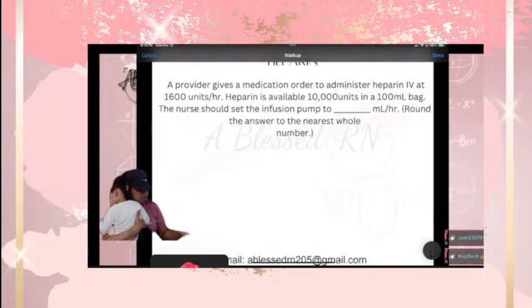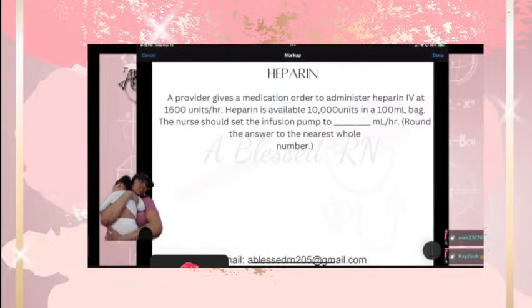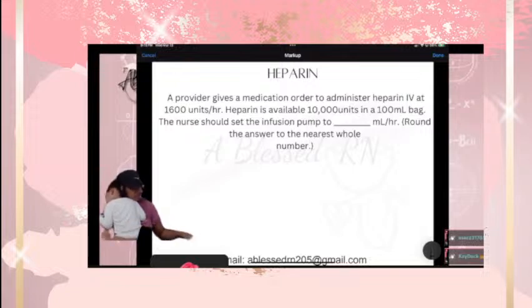Yes, okie dokie. And let's end the night off with a heparin problem. A provider gives a medicine order to administer heparin IV at 1,600 units an hour. Heparin is available 10,000 units in a 100 mL bag. The nurse should set the infusion pump to blank milliliters per hour, and we're rounding to the nearest whole number.